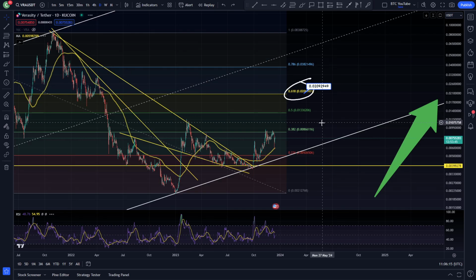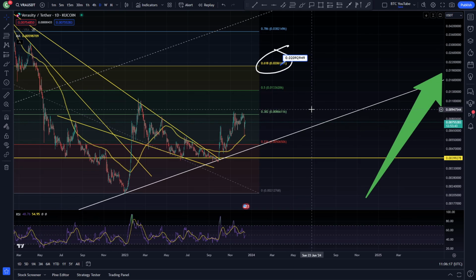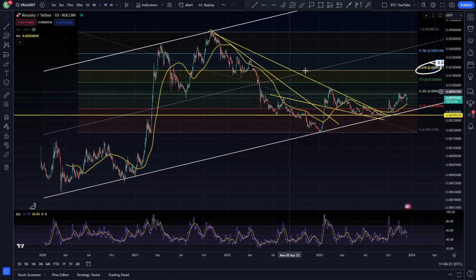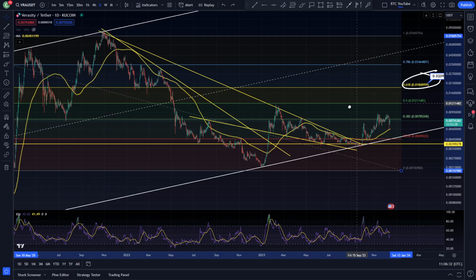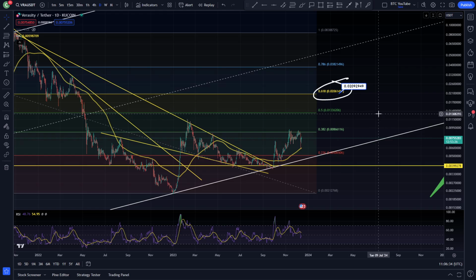But right now Verasity is just going through the motions, isn't it? It's going through those little ups and downs that you have pre-bull market, and you're probably going to end up seeing something like this pretty soon, where you're working your way up slowly, and then all of a sudden you start to run and get those big pumps to the upside that you get for a lot of cryptos in the next bull market.